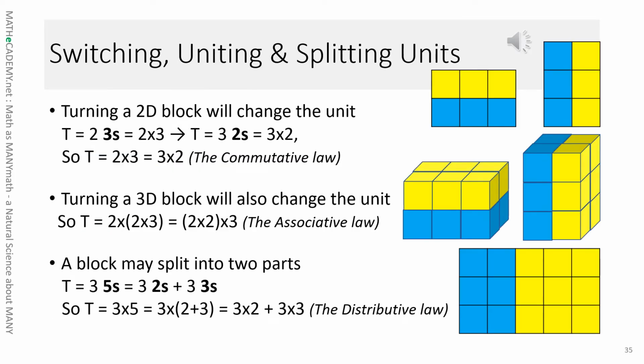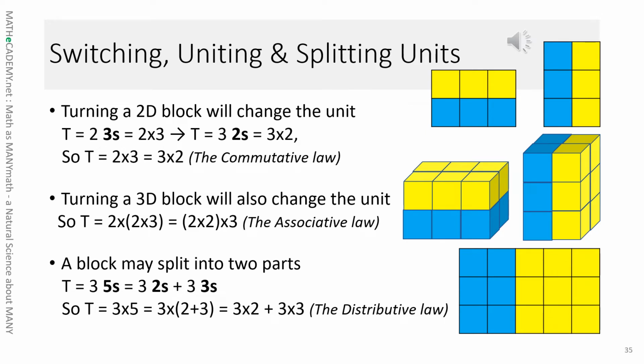Switching, uniting, and splitting units. Turning a 2D block will change the unit. T equals 2 threes, equals 2 times 3, becomes T equals 3 twos, equals 3 times 2. So T equals 2 times 3 equals 3 times 2, the commutative law. Turning a 3D block will also change the unit. So T equals 2 times 3, equals 2 times 2 times 3, the associative law.